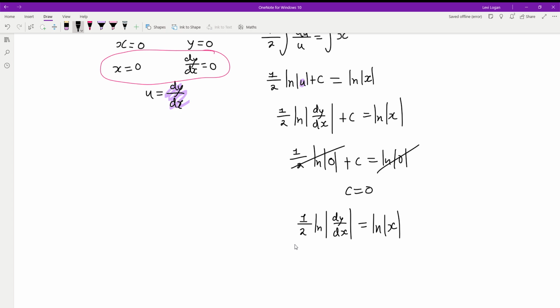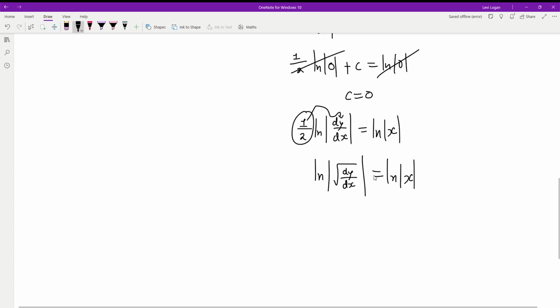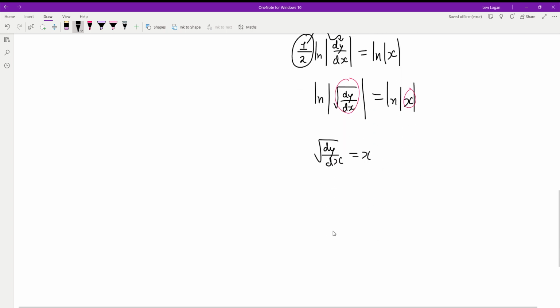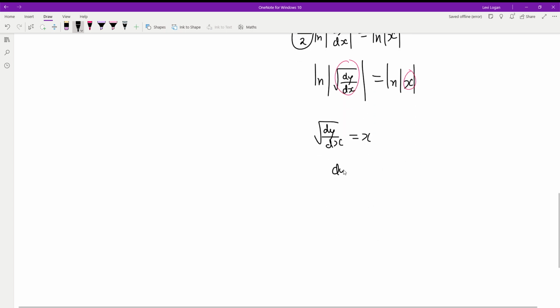Now, you know our log laws, we can bring this power up here. So what we have is natural log and a half, something to the power of a half is the square root. So square root of dy/dx, natural log is equal to natural log of x. Now, if you're logging something on this side and you're logging something on this side, effectively, these two things must be equal. So what we're left with is the square root of dy/dx is therefore equal to x. Now, if we square both sides, we can get rid of this square root. So what we're left with is dy/dx is equal to x squared.